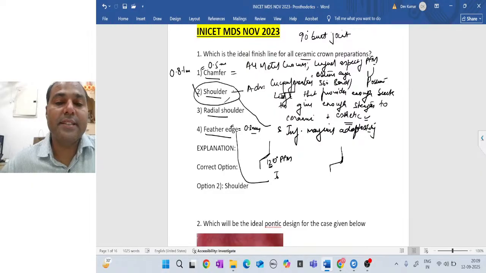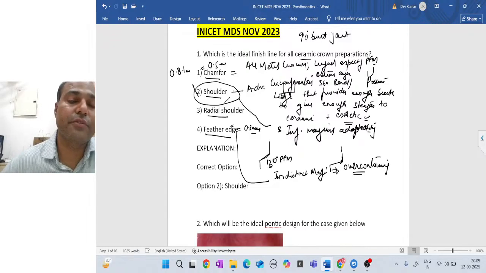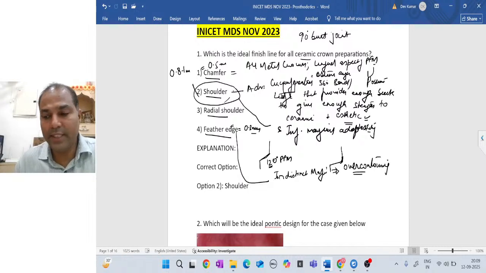Okay, so what are the indications of feather edge? Feather edge is a highly indistinct margin. So because it is indistinct, the technician can make it over contoured. Very important. The major disadvantage of a feather edge finish line is that the technician, because of its indistinct margin, will try to compensate for it and will over contour it, right?